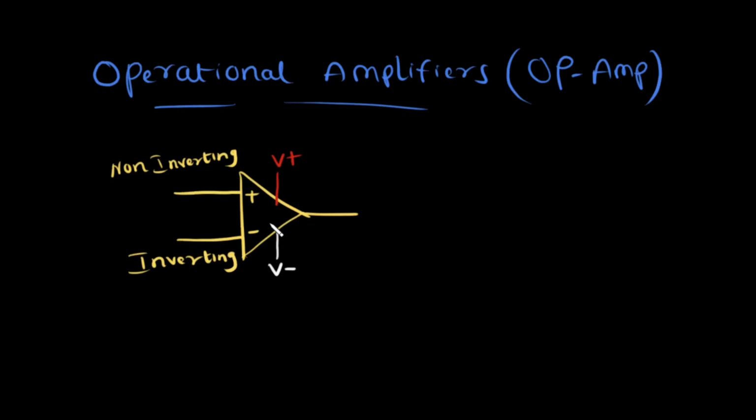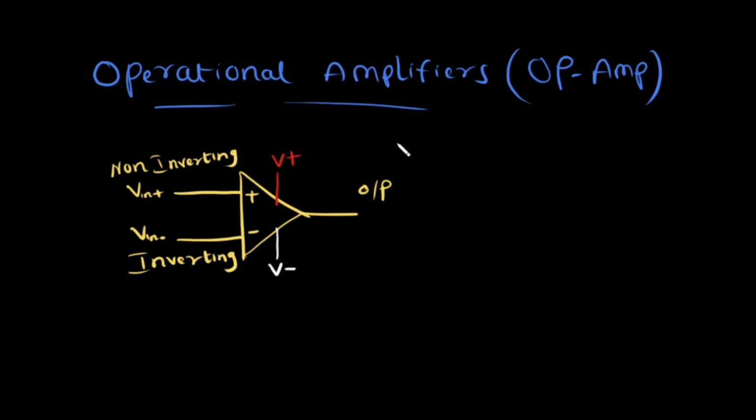So how does an op-amp look like? You can see here I have drawn an op-amp. The op-amp needs two power supplies. One is the V plus and the other one is the V minus. And it also has two input terminals. One is the positive terminal, which is also called as non-inverting terminal, and the other is the negative terminal, which is called as an inverting terminal. And it has one output terminal. So let's call the non-inverting input as V in plus, and the inverting input, let's call it as V in minus.